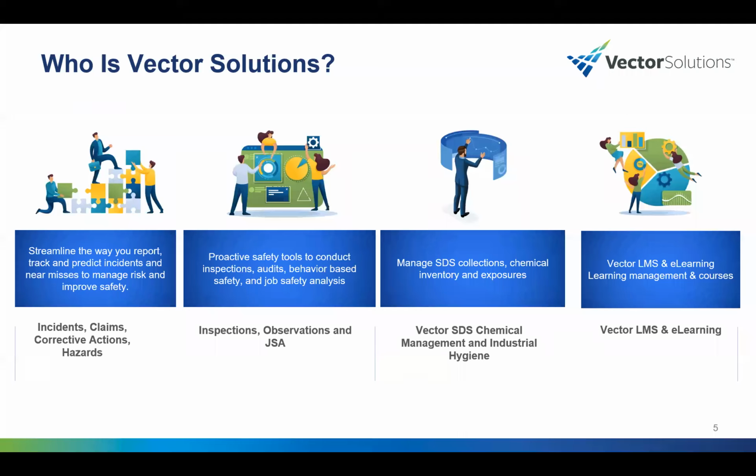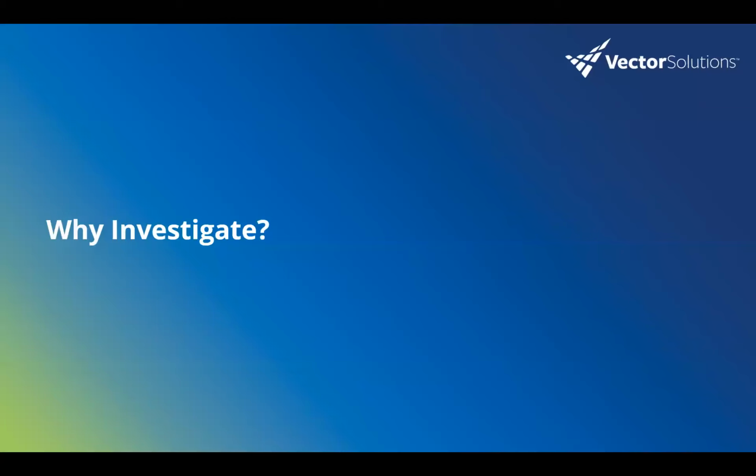And then we also have some more proactive tools to help you mitigate your incidents and mitigate your risk. And those deal with inspections, observations, job safety analysis, safety data sheets, and then learning management systems and e-learning courses. Again, what we're really focusing on today is incident investigation. But as part of our mission, we see that just as one small piece of what we do to help companies be, again, safer, smarter, better.